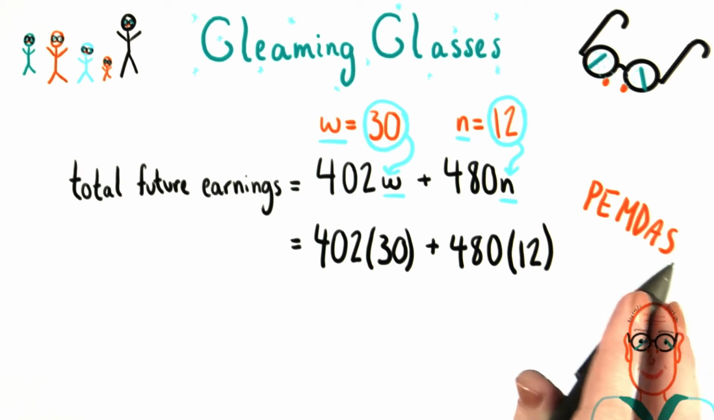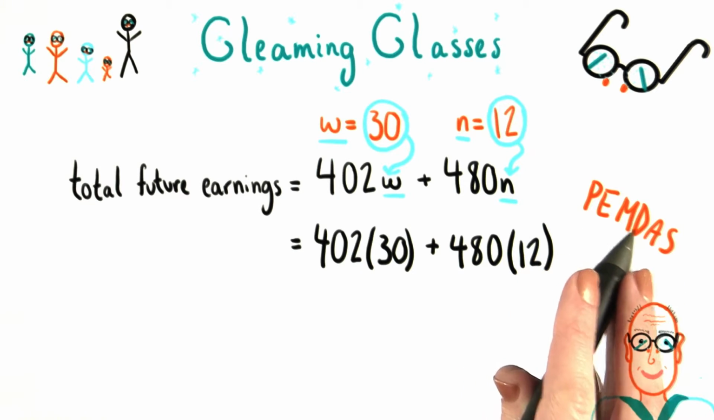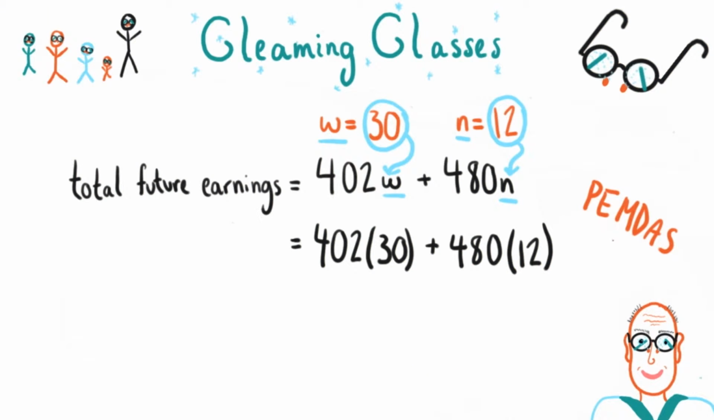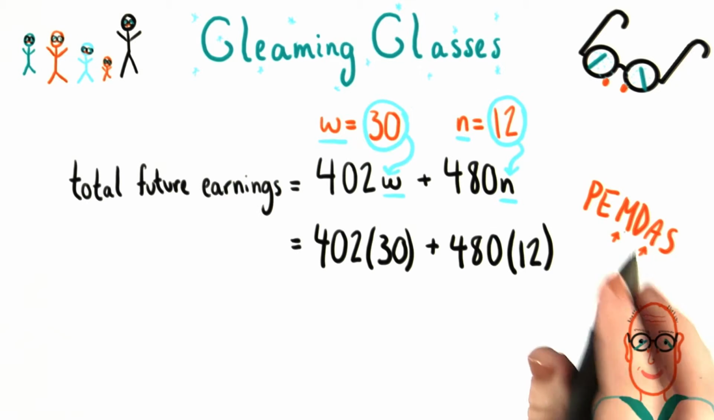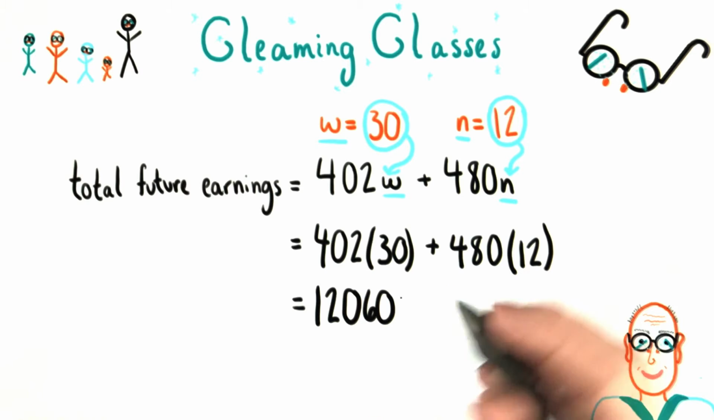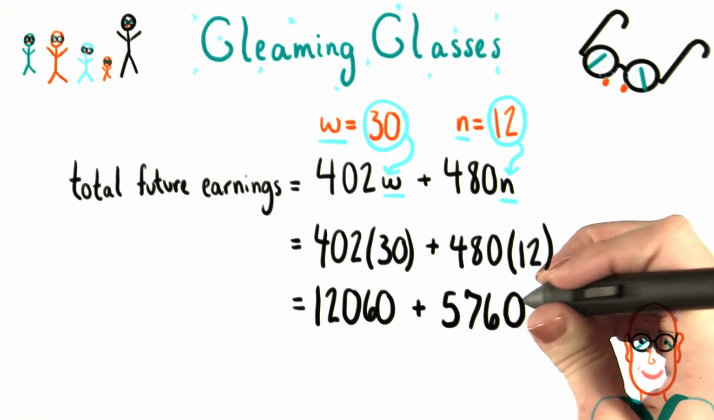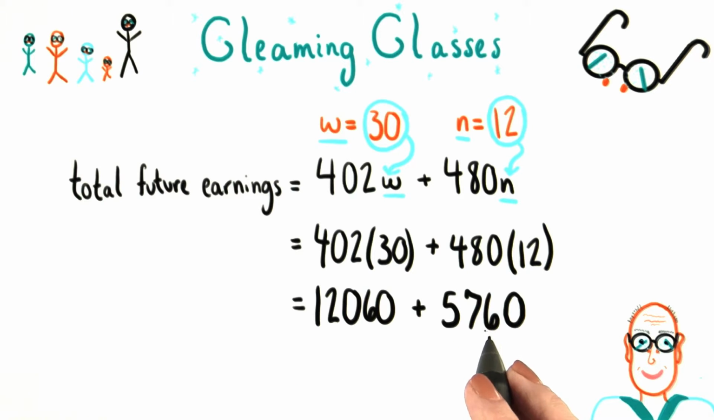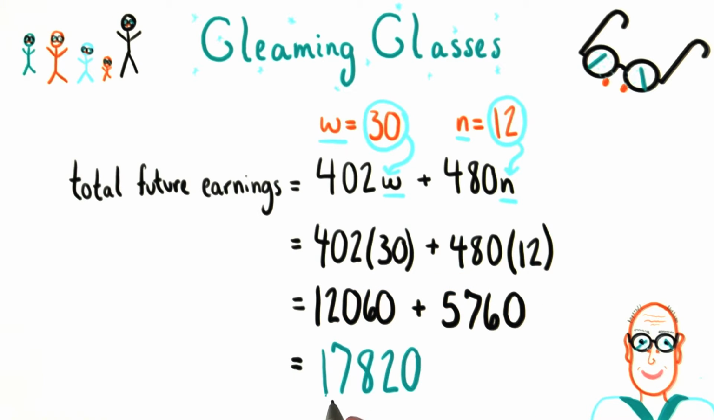Remember, this is an acronym to help you remember the order in which you do different mathematical operations within a given expression. So the M here, which stands for multiplication, comes before the A, which stands for addition. So we're going to do our multiplication first. 402 times 30 is 12,060, and 480 times 12 is 5,760. Last but not least, we add these two numbers together. This gives us a final answer of 17,820.